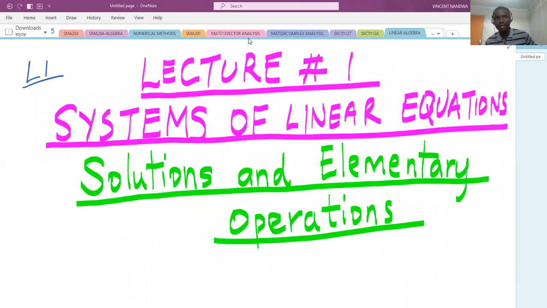This is our first lecture in the unit linear algebra. In this lecture, we are going to simply lay the ground by defining a few terms related to systems of linear equations, and then do a few examples. And then in the next lecture, we'll be going into the nitty-gritties of the topic systems of linear equations.